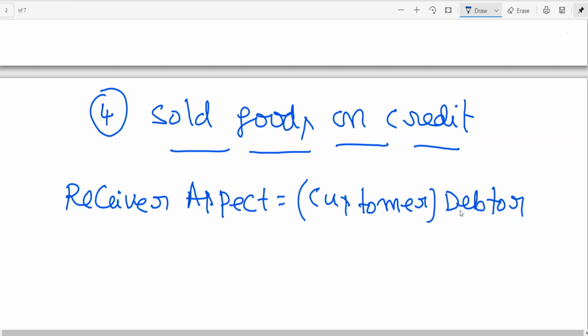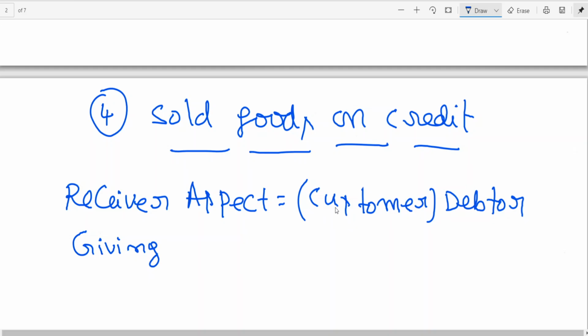So we need to use the word debtor, or trade receivable. Receiver aspect: customer, debtor. Okay, sold goods on credit. Receiver aspect is customer and debtor. You following? Giving aspect. When you are selling the goods, somebody is receiving.